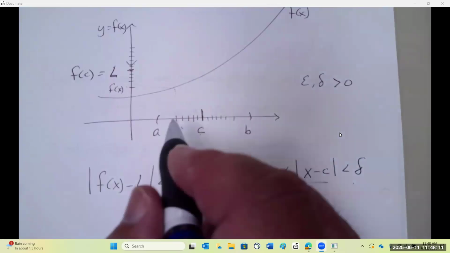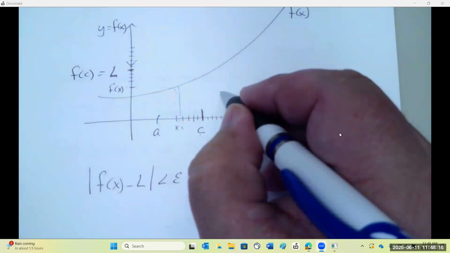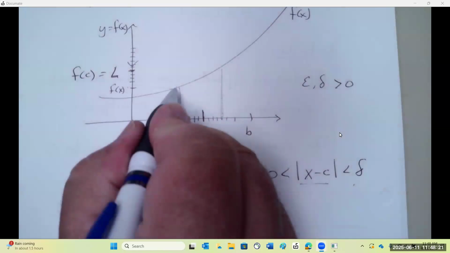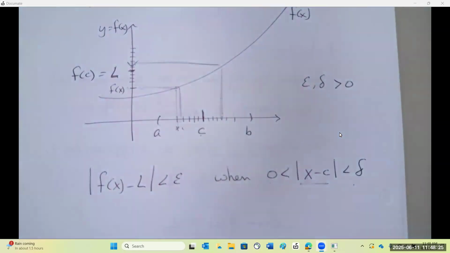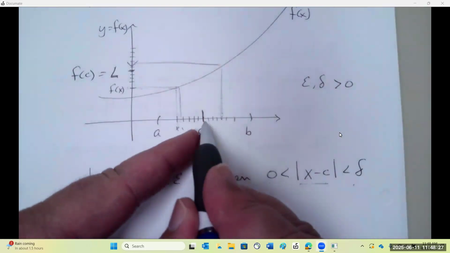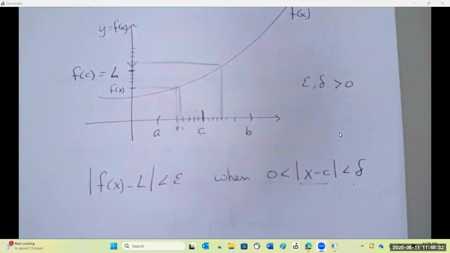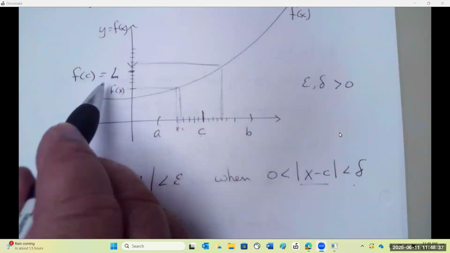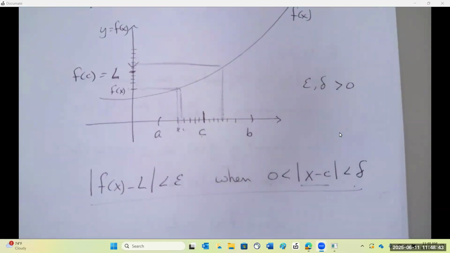And that's what we're saying. That's in our open interval. So as this bound becomes very small, the corresponding bound over here becomes very small. So as we get closer and closer and closer to c, what happens to this? It gets closer and closer and closer to what value? L. So far, so good? Now, let's see how we use this equation.